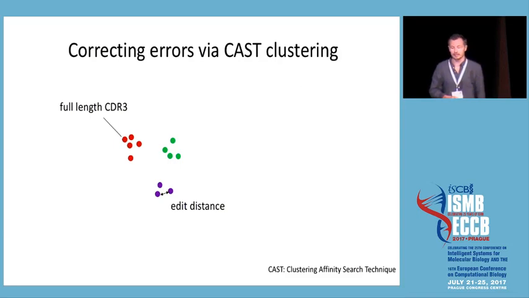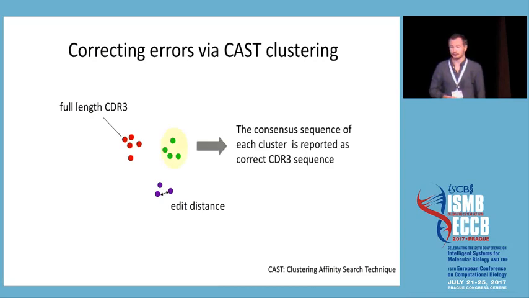Okay, so we also think about the sequencing errors, which might be within the CDR3 region, and for that we use clustering, where every dot here is a full-length CDR3 reported by the method, and then we do the clustering based on the pairwise edit distance between the CDR3 sequences. And we report the consensus sequence for every cluster as a true CDR3 sequence, and we also ask for the support of at least 2 reads for a CDR3 sequence to be reported.